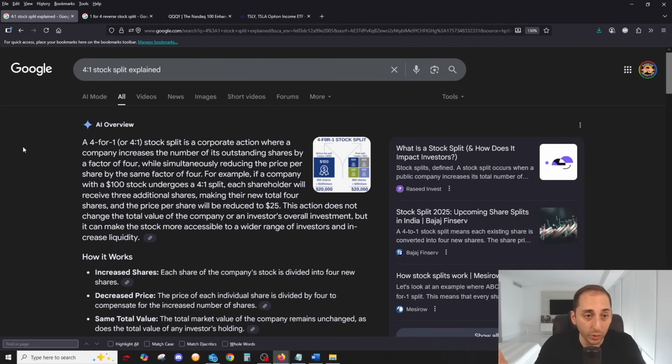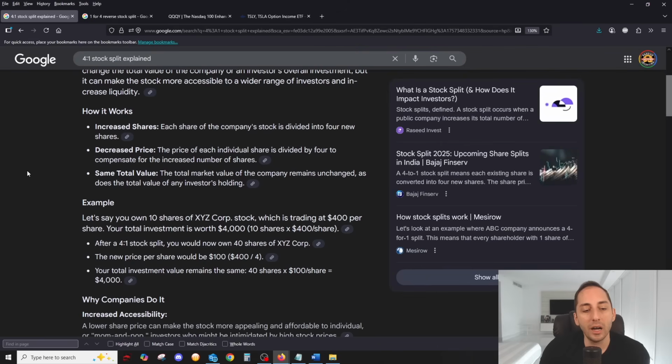You still have $20. So why do they do it? Well, if we just put in "4-for-1 stock split explained" in Google or whatever, and you could read it, but basically, like I just showed you, same total value. The total market value of the company remains unchanged, as does the total value of an investor's holding. So the day after a stock split or a reverse stock split, you'll have more shares or less shares, but the value of your investment is going to be exactly the same. So there is literally zero impact.